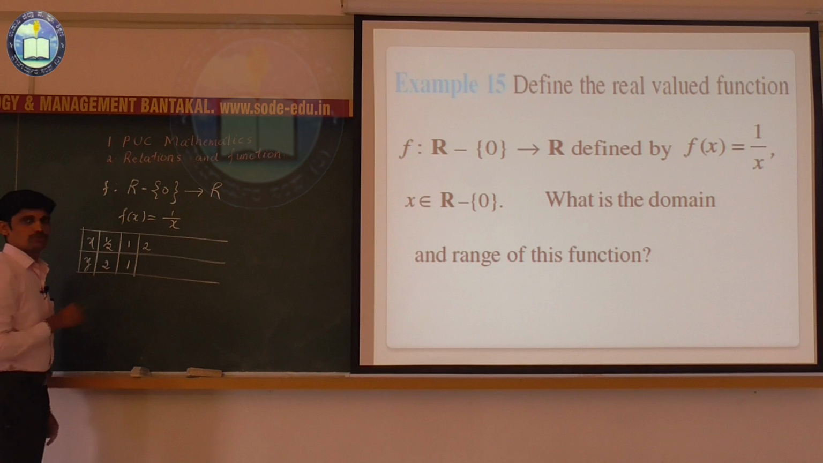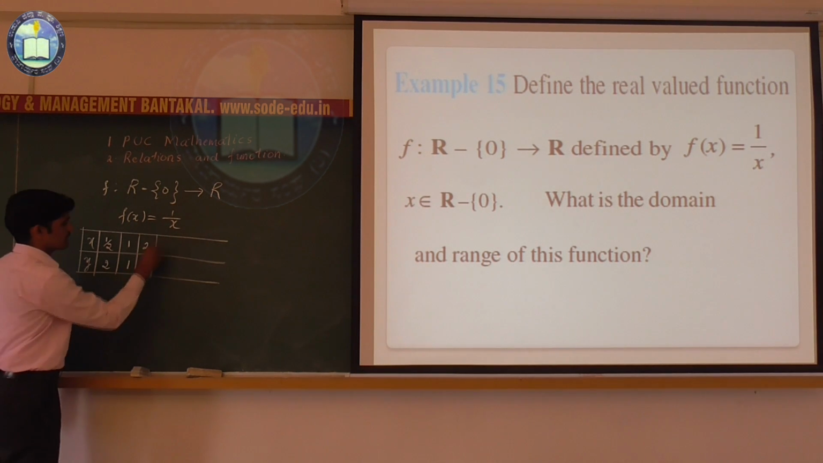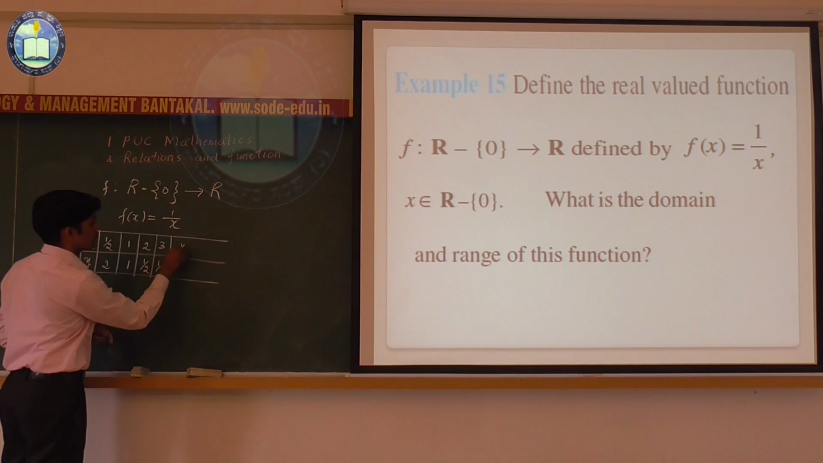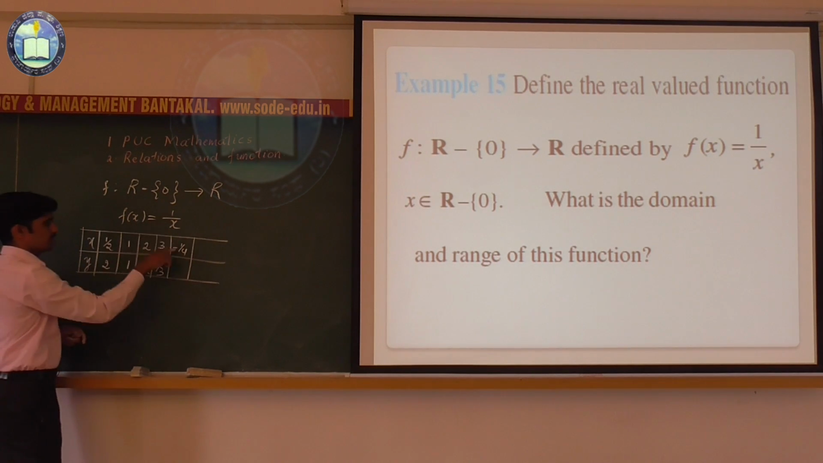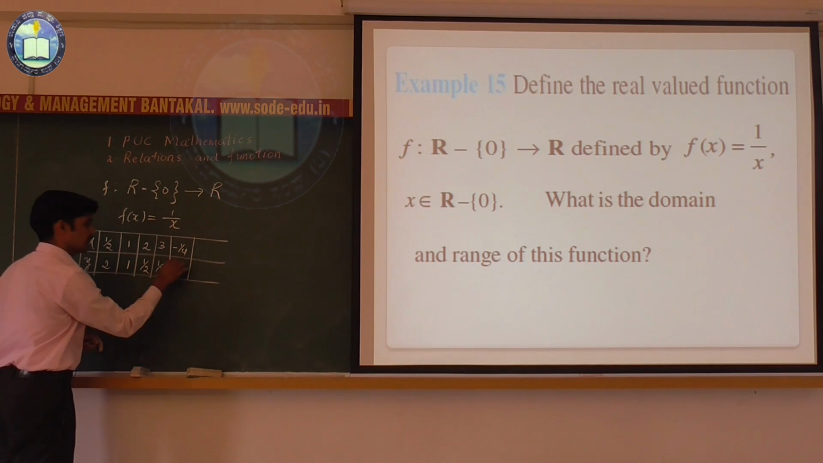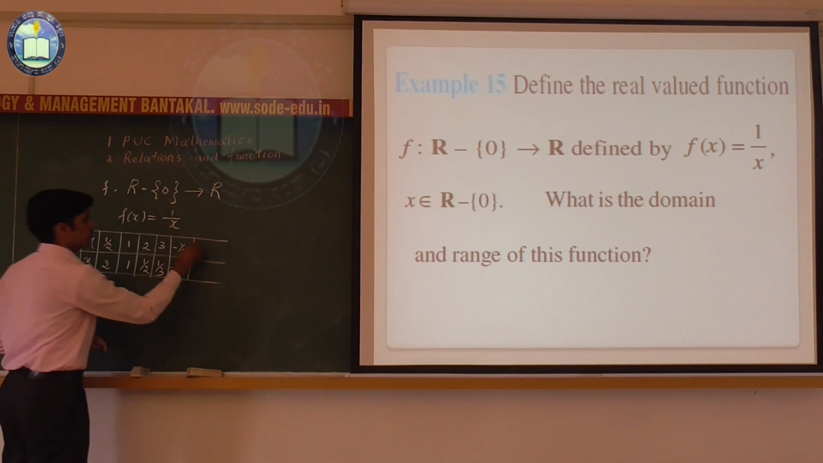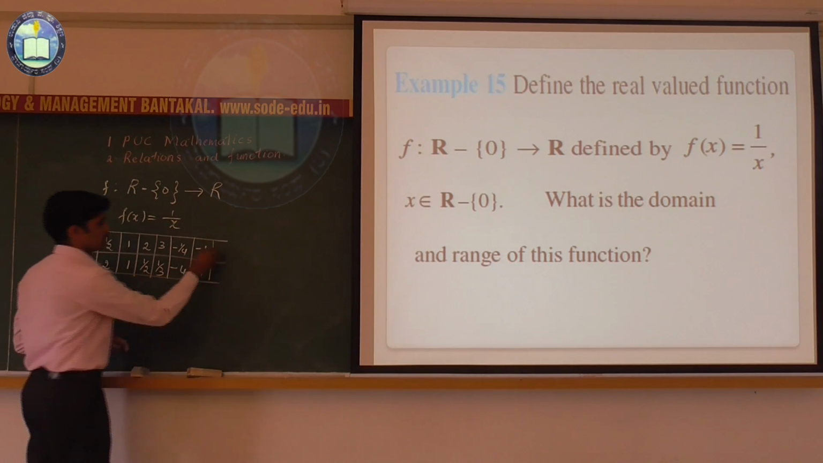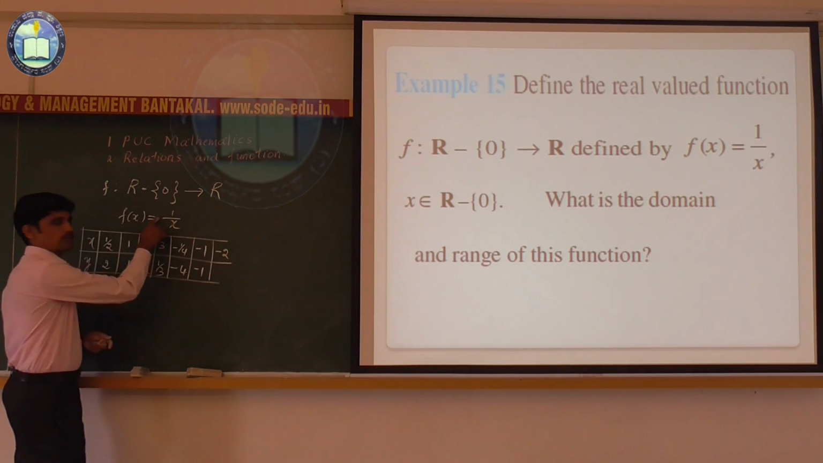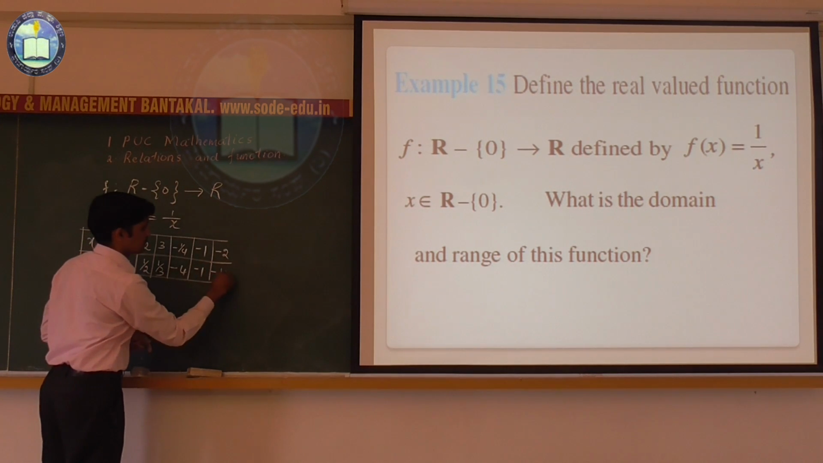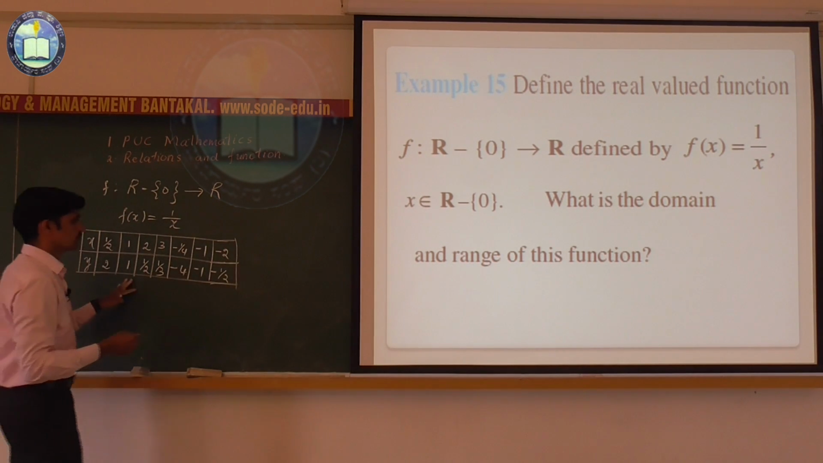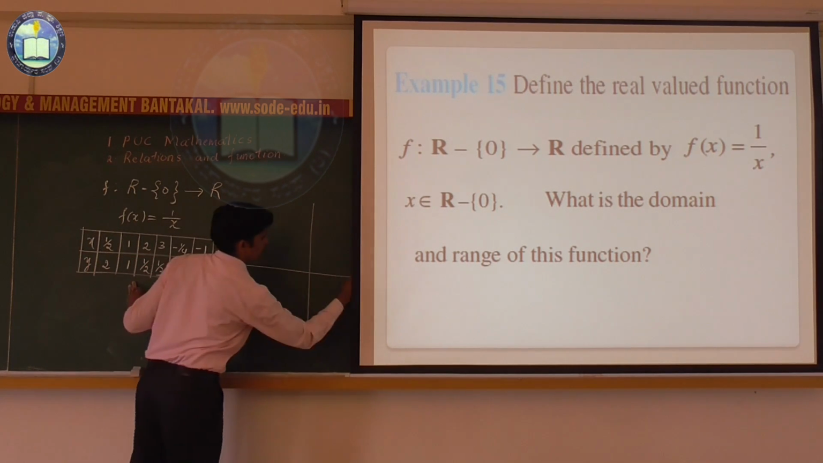If you give x is equal to 2, its value is 1 by 2. If you give x is equal to 3, f of 3 is 1 by 3 and so on. And if you give negative values to x, say minus 1 by 4, then its value is 1 by minus 1 by 4, that is minus 4. And if you give x equal to minus 1, its value is 1 by minus 1, which is equal to minus 1. If you give x equal to minus 2, its value is 1 by minus 2, minus half, and so on. By knowing these many points on the graph, we can think of plotting the graph of the function here.